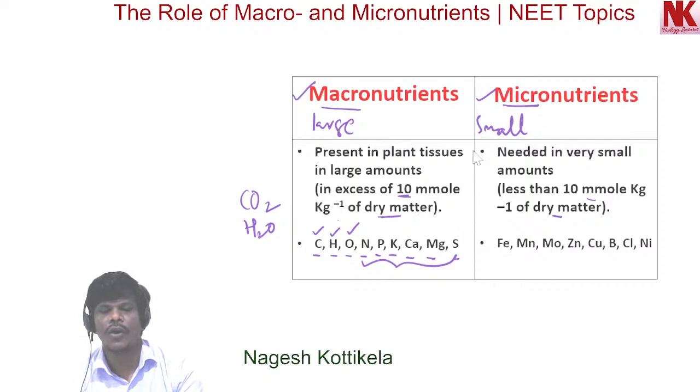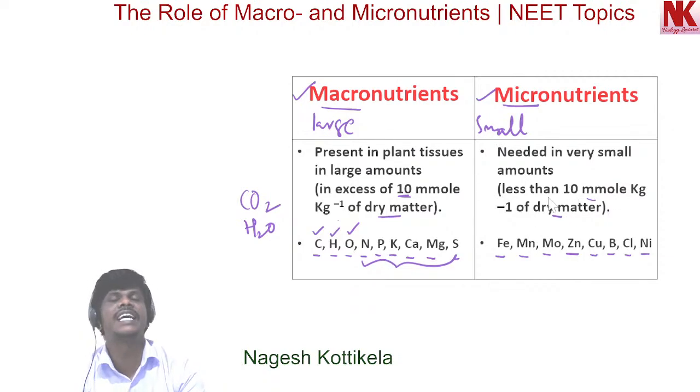Now moving to the micronutrients: iron, manganese, molybdenum, zinc, copper, boron, chlorine, nickel. These are the micronutrients. They are required in less than 10 millimoles per kg of dry matter. So this is the difference between macronutrients and micronutrients. Now let's discuss the role of these nutrients in detail in plants.